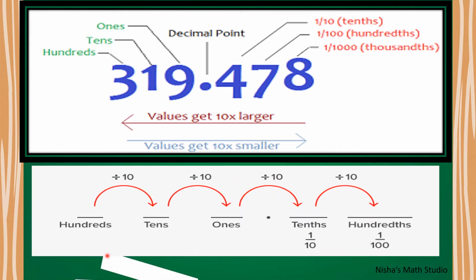Every time, when you go from one place value to the next, it is a difference of 10. That is 1 into 10 gives you tens, 10 into 10 gives you 100, or 100 divided by 10 gives you 10, 10 divided by 10 gives you 1, 1 divided by 10 gives you 1/10, and 1/10 divided by 10 gives you 1/100th.